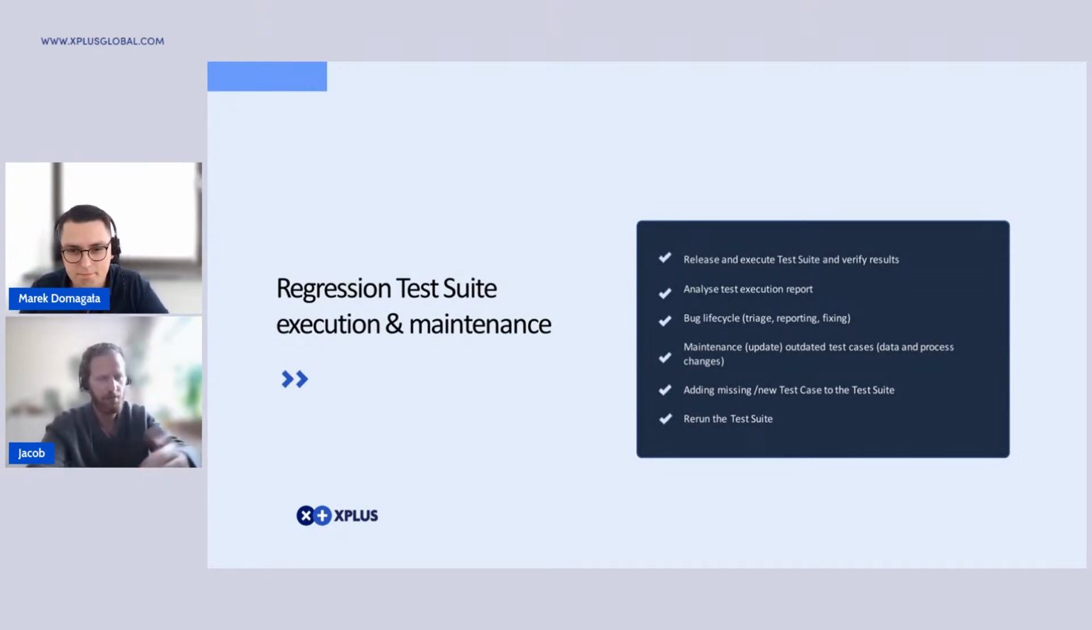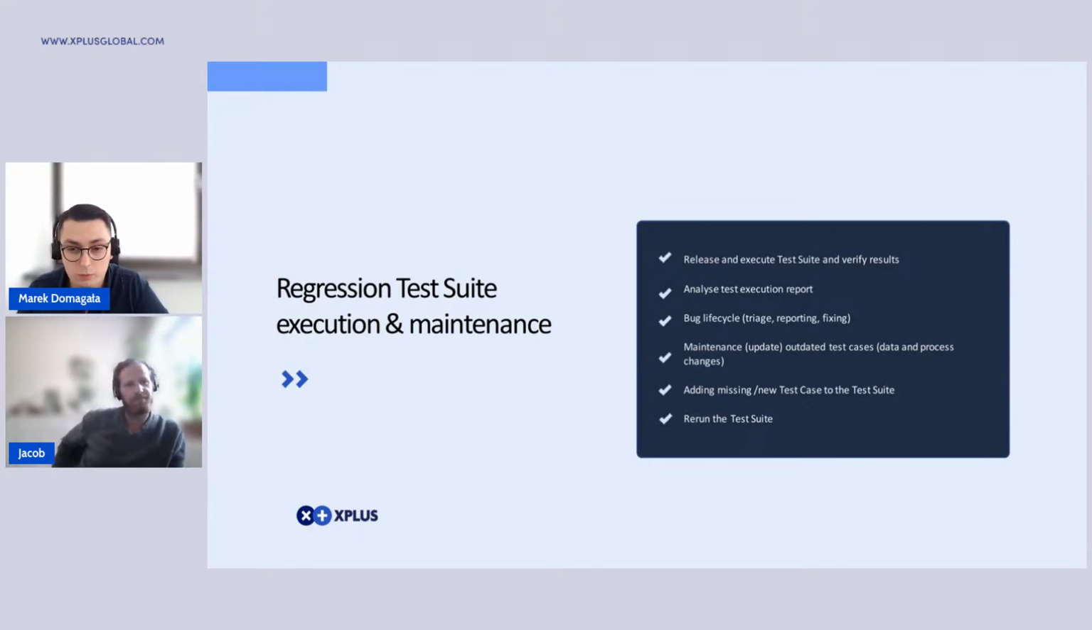And so I think the next point is the bug life cycle, but we're going to come back to that later. We need to focus because the regression results don't only tell us about bugs. It can also be a change in the process. Maybe the process gets simplified after release, or it will need some additional steps. Or data changed.